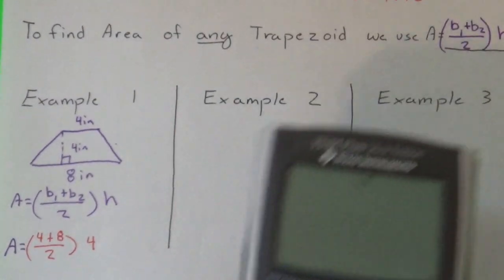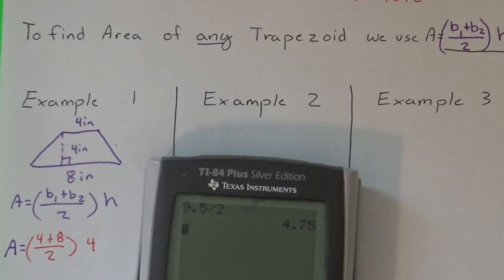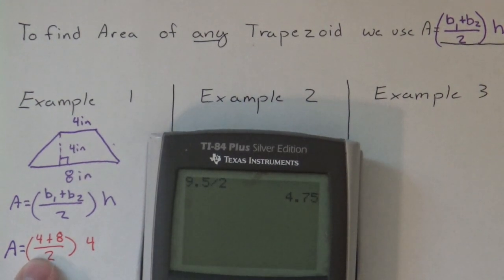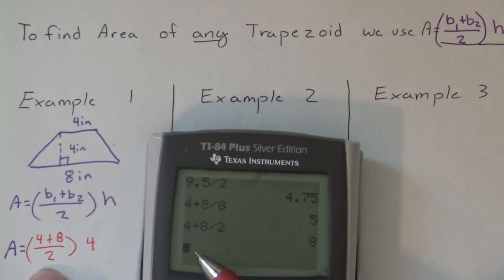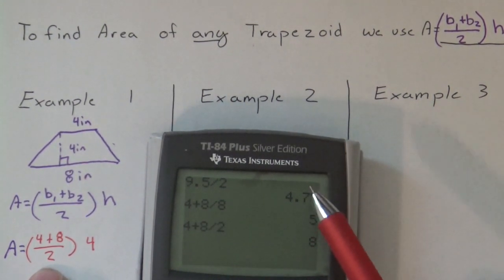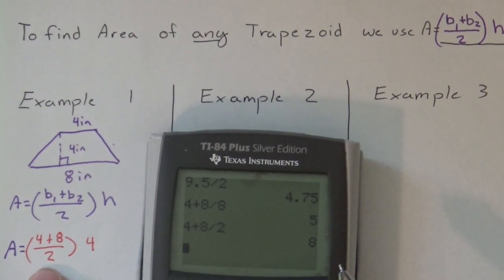This is what a lot of people do. I'm going to show you what not to do in your calculator. So we're going to do 4 plus 8 divided by 2. A lot of people do this. This is wrong. This is following order of operations. This says 4 plus 8 divided by 2. Well, what's 8 divided by 2? That's 4. 4 plus 4 gives you 8. That's not what you need to do.